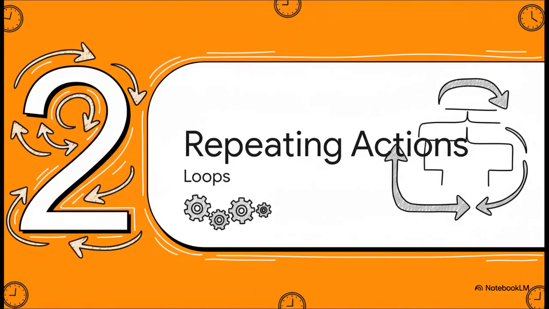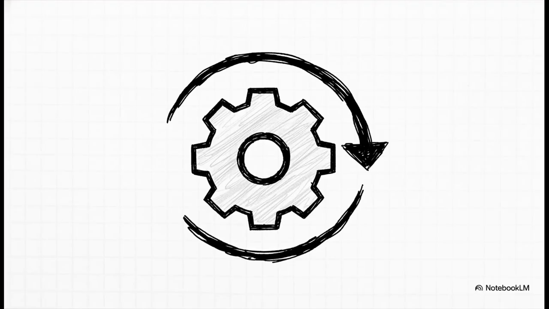Okay, so making choices is one huge part of controlling how a program runs. But what about all those jobs that need to be done over and over and over again? That's what computers are amazing at, right? Doing the same thing a million times without ever getting tired. This is where we bring in the power of repetition, or as they're known in the coding world, loops. Just think about it.